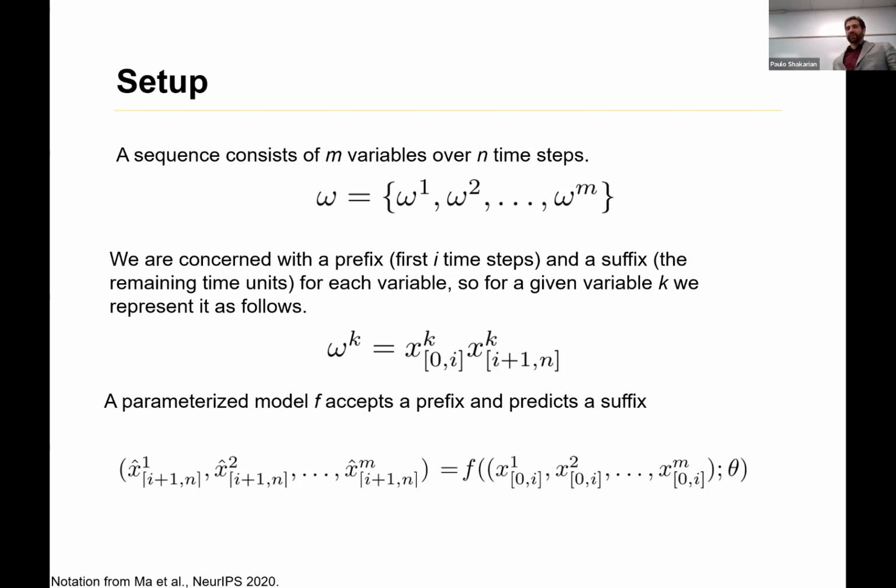And so if you have a parameterized model, now here, the F symbol, unlike the earlier slides, is used to represent the output of your neural model. So notice your neural model is taking in input for each position, but only up until time I, because it's only getting the prefix. And of course, we have a set of parameters theta, and the output, you get a bunch of X hats over time period I plus 1 through n. So the suffix for each position in that vector.